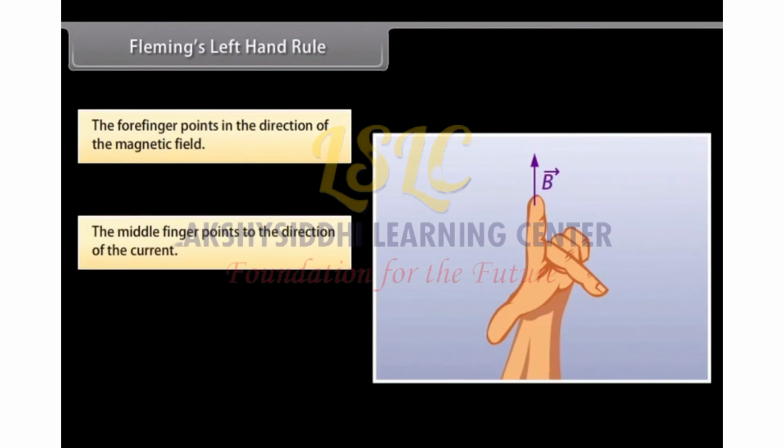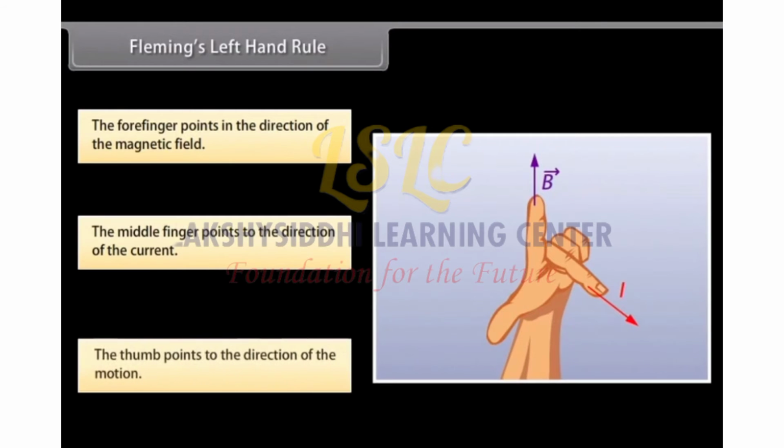The middle finger points to the direction of the current. The thumb points to the direction of the motion. This is Fleming's left-hand rule. Examples include woofers, subwoofers, electrical actuators, etc.